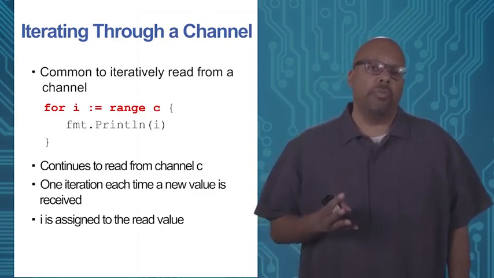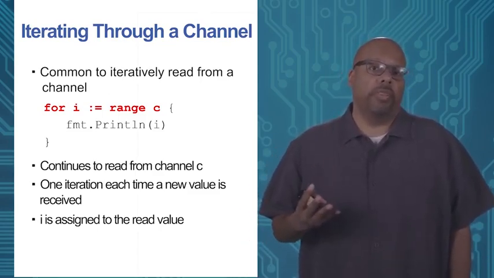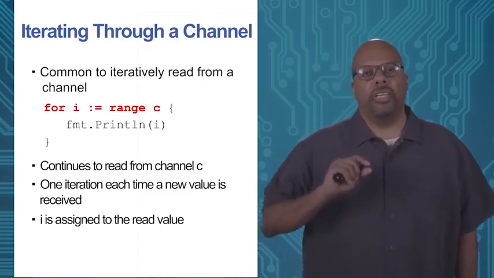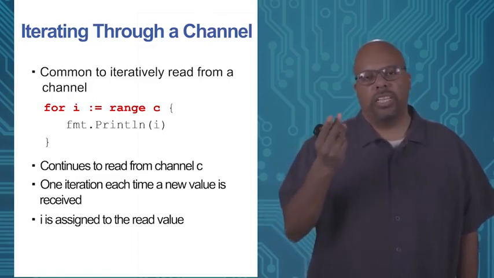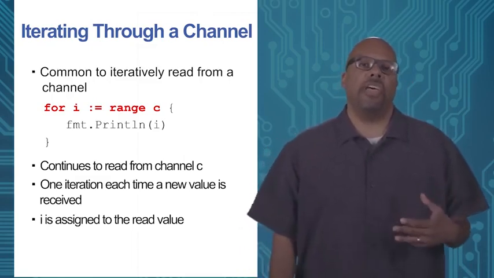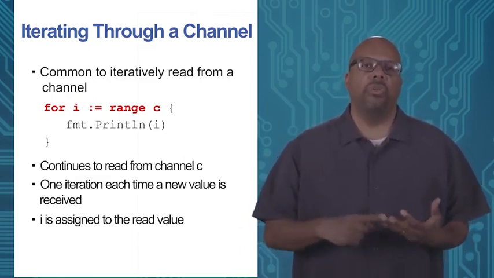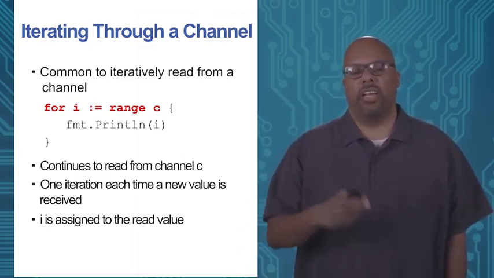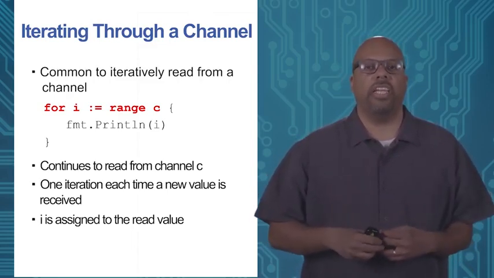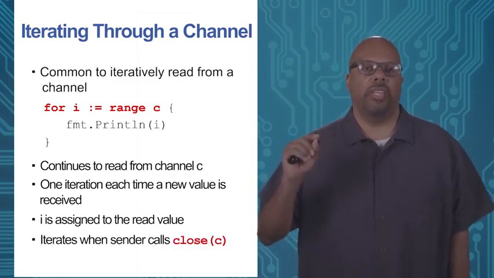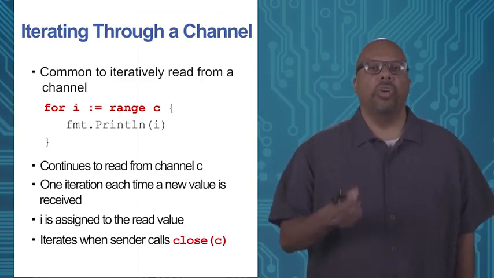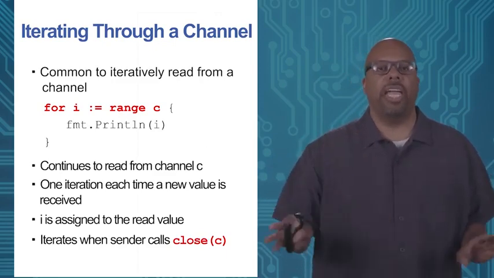Now, this for loop could be an infinite loop, right? So in order to end this loop, when does it actually quit? It quits when you close the channel. This is another method on a channel. You can close a channel. You can see it in the last line highlighted in red. The sender, the person who's doing the sending, can call close on the channel. And if they call close on the channel, then the receiver realizes this close, and this for loop will end.